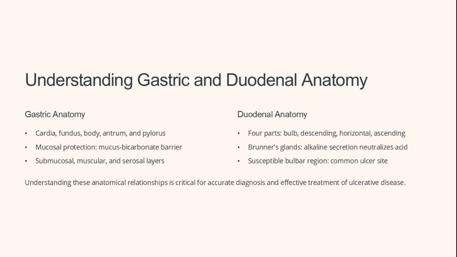Understanding the anatomical relationships in gastric and duodenal regions is crucial for accurate diagnosis and effective treatment of ulcerative disease. Gastric anatomy includes the cardia, fundus, body, antrum, and pylorus, with mucosal protection provided by the mucous bicarbonate barrier. Duodenal anatomy consists of 4 parts, with Brunner's glands neutralizing acid, highlighting the importance of these structures in ulcer management.